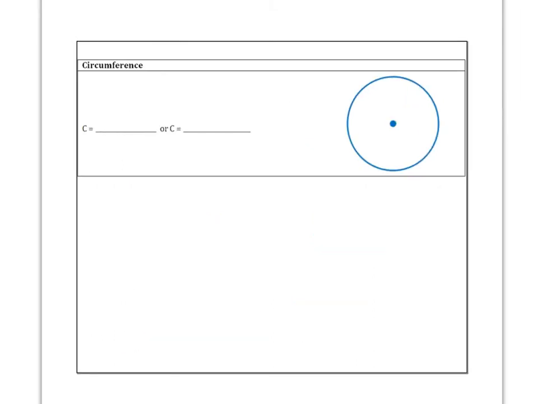Next, let's talk about circumference. Now, circumference is the distance around the circle. So let's just jot that down. The distance around the circle.